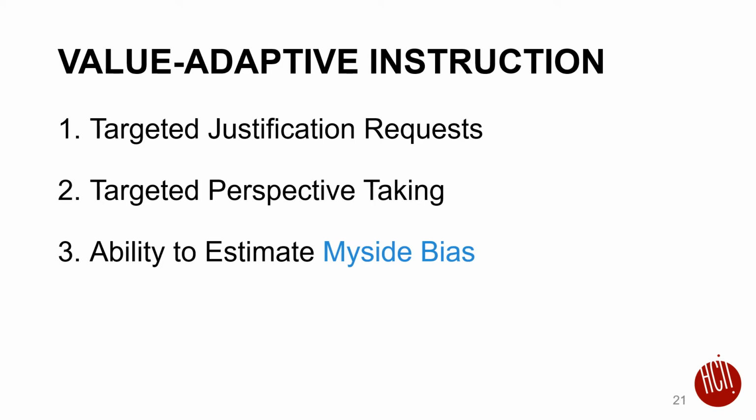As far as we know, this kind of value adaptive instruction has never been implemented in any educational technology. But it's worth noting that teachers do this kind of thing all the time. The civics teachers that we interviewed as part of this work would tell me that, for example, if they know a particular student is pro-gun rights, they'll purposely assign them to defend a pro-gun control position. So teachers understand that there's a big difference between justifying a position you agree with and justifying a position that you don't agree with.